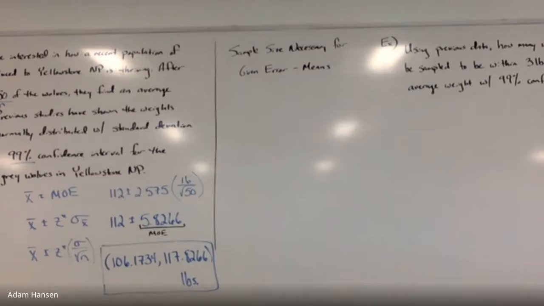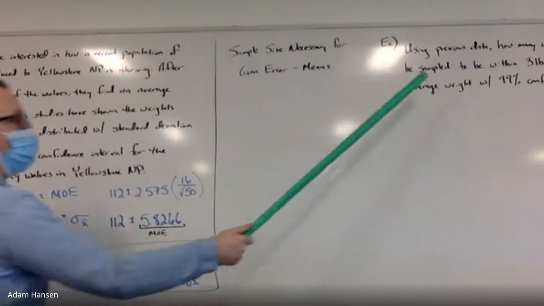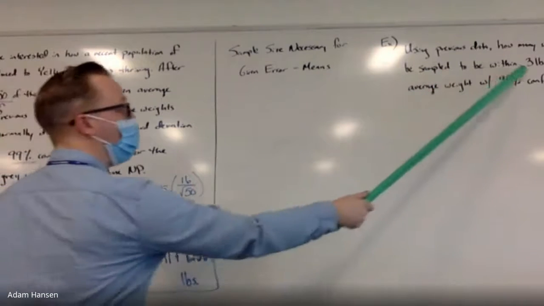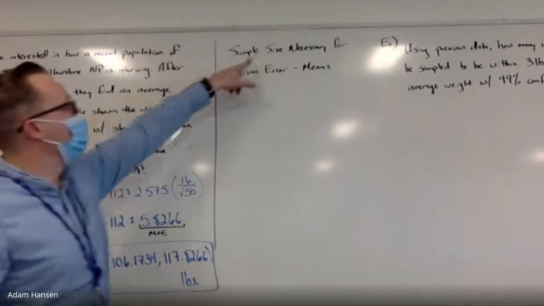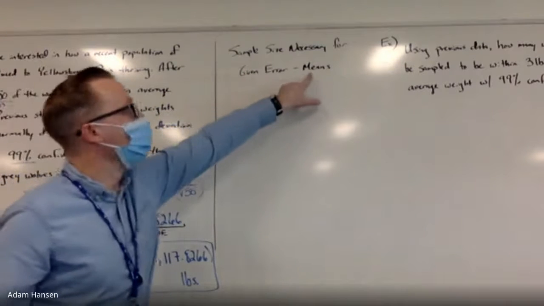In this example over here to the right, our researchers say, I want to be within 3 pounds with 99% confidence. My margin of error is a little less than 6 pounds. What sample size is going to be necessary so that we're no further than 3 pounds away and still having 99% confidence? Like Jack said, we're going to have to increase the sample size. Larger sampling, smaller error. Let's talk a little bit more about the formula to find the sample size necessary for a given error using means.